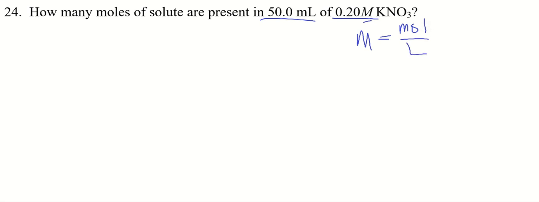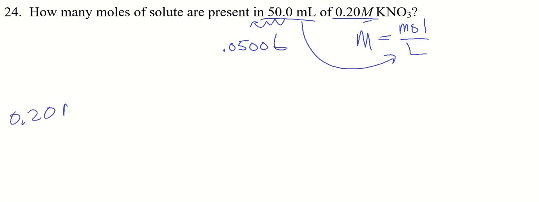So a couple things we need to do here. First we need to turn milliliters into liters. We can do that by moving the decimal over 3 times, right? So that's going to be 0.0500 liters. But we'll use the conversion factor here. Why not? There's not much other to do here.